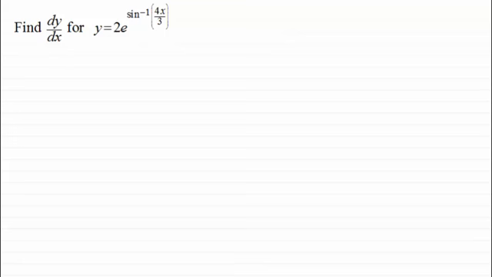Hi there. Now for this example, you've got to find dy by dx for y equals 2 times e to the power inverse sine or arc sine of all of 4x divided by 3. So as usual, if you'd like to have a go at this, I'll give you a moment to pause the video.